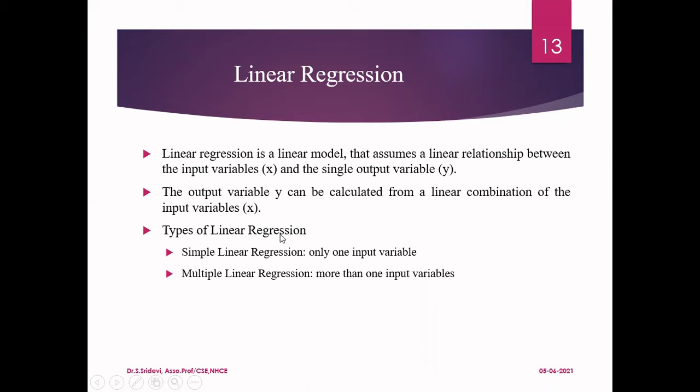And in linear regression, we have 2 types as important types. They are simple linear regression and then multiple linear regression. So in case of simple linear regression, we will have only one input variable and one output variable. If you go for multiple linear regression, we will have more than one input variables, but we will have again only one output variable.